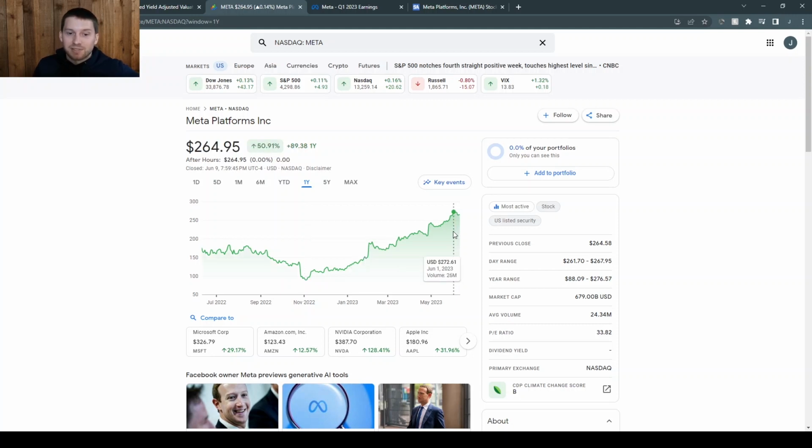It's absolutely insane. When we started bouncing back, I did end up taking a little bit off at around, I think it was in the 190 to 180 area. And then I did take some off at 233. And now I'm back to an allocation of about 5% on it.